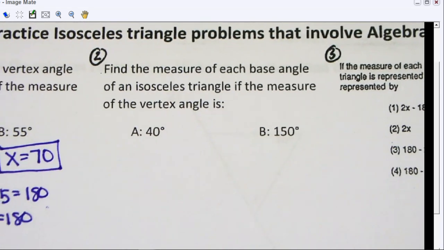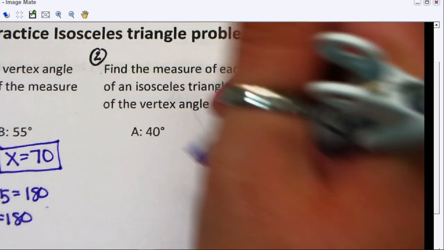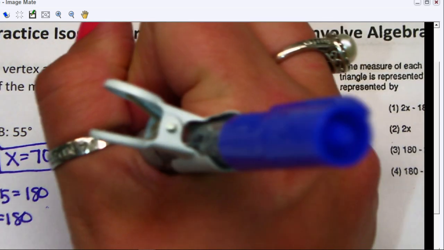All right, so on this one, shift it over. It says, find the measure of each base angle of an isosceles triangle if the measure of the vertex angle is 40. So the first problem is 40. What kind of shape should I draw? Good. What kind of triangle? Yes, isosceles.